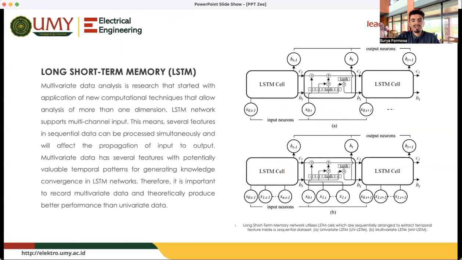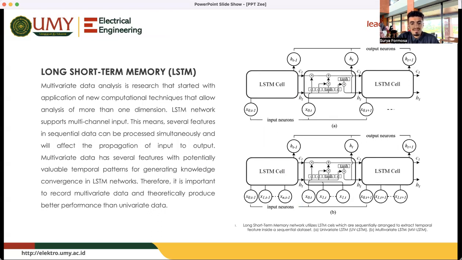Long short-term memory, LSTM. Multivariate data analysis is research that started with the application of new computational techniques that allow analysis of more than one dimension. The LSTM network supports a multi-channel input. This means several features and sequential data can be processed simultaneously, which will affect the propagation of inputs to output.